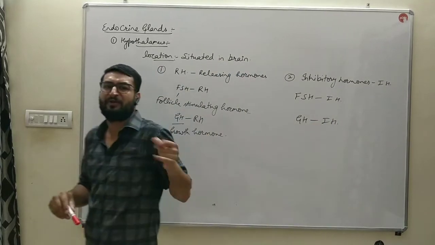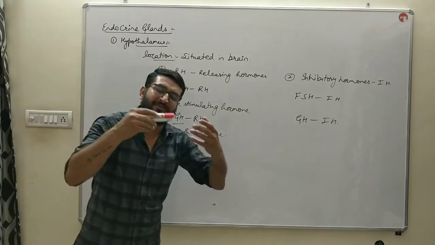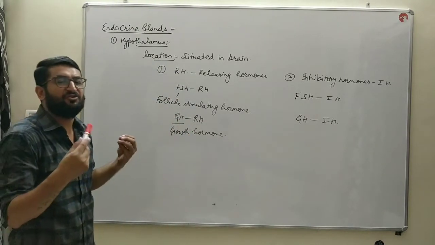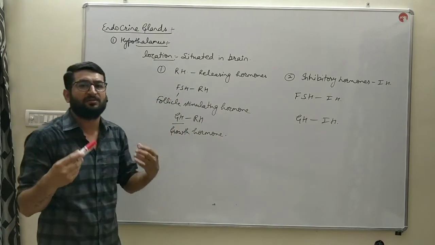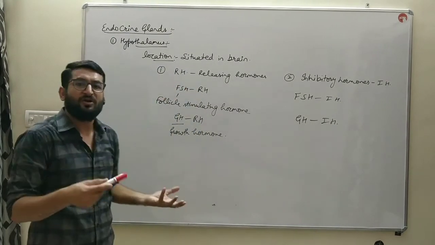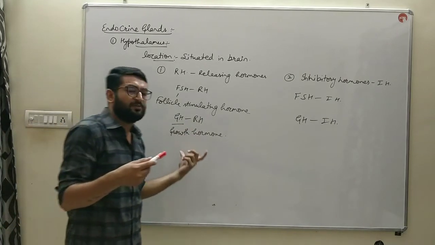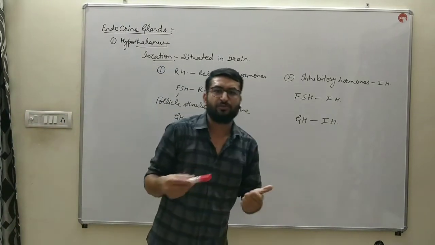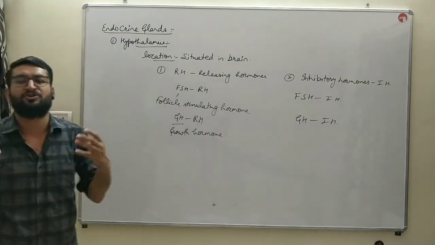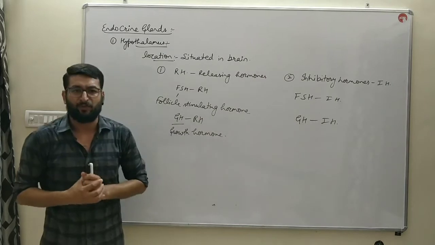hormones. Other examples are prolactin releasing hormone, prolactin inhibitory hormone, ACTH, adrenocorticotropic releasing hormone, and adrenocorticotropic inhibitory hormone. Next, TSH, thyroid stimulating hormone releasing hormone, and thyroid stimulating hormone inhibitory hormone. So these are the hormones which are released by the hypothalamus.